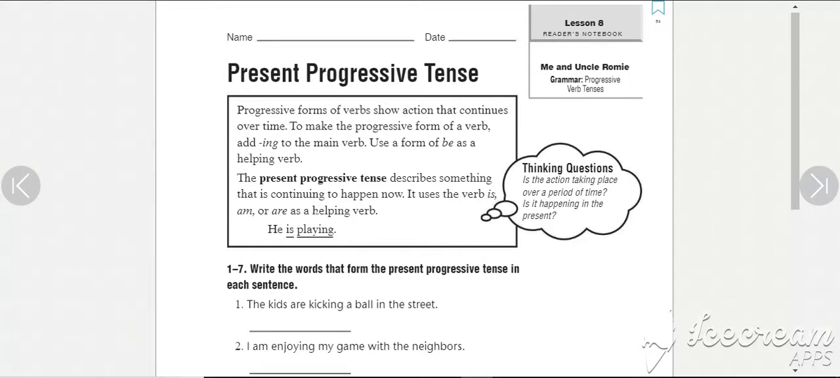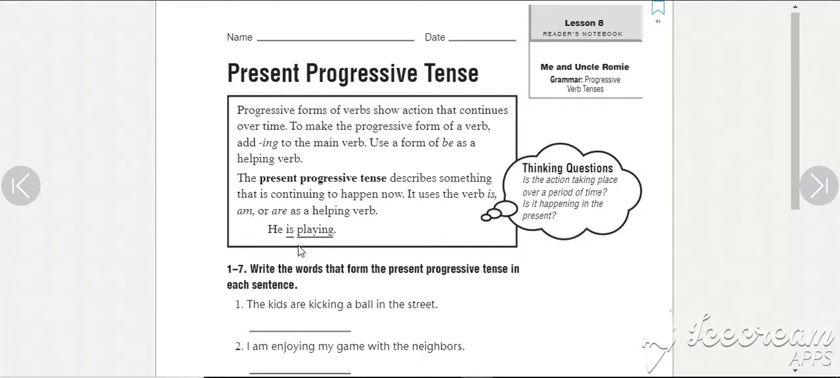Here we have the rule of using the present progressive tense. You should have the helping verb to be, like am, is, or are, and you should have the main verb with ing. Like here in the example, he is playing. So here I have the helping verb is, because of he, and play is the main verb with ing. He is playing is in the present progressive form.